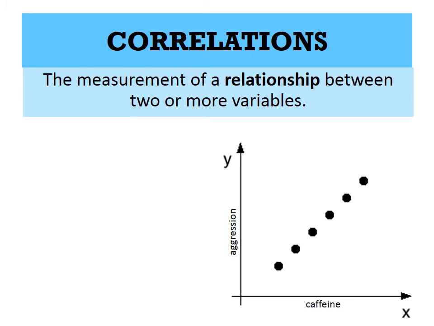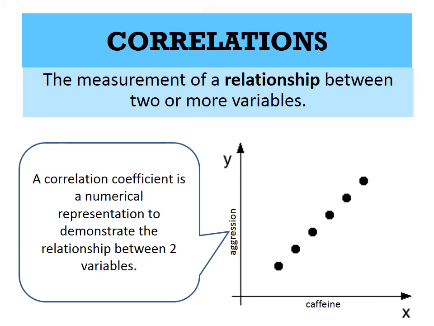So we already know what a covariable is. So our covariables in the experiment on this current slide are aggression and caffeine, because they are the two variables we are interested in finding a link between. Now another key term you need to know is a correlation coefficient. A correlation coefficient is a numerical representation to demonstrate the relationship between two variables.